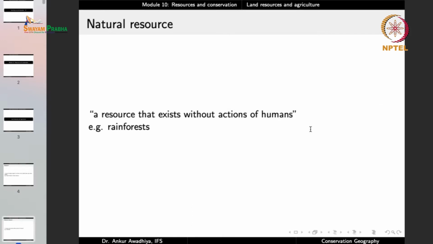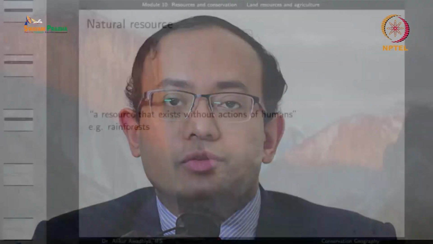And in this context, natural resources are defined as those resources that exist without the actions of humans. So we do not need human action to create them or to sustain them. For example, rainforests. If we humans do not overexploit these resources, they will continue to exist. They will continue to regenerate themselves, rejuvenate themselves. And so these are natural resources.